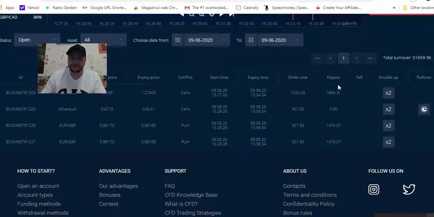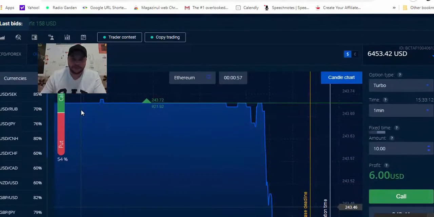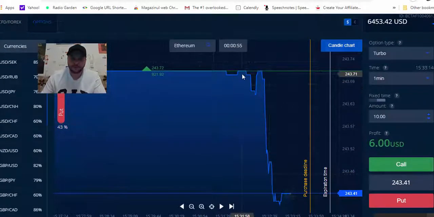We have 4 trades. At this time we have 3 in the money and 1 out of the money, which is good. Hopefully the Ethereum will be in the money too. As I see now, it's very low.